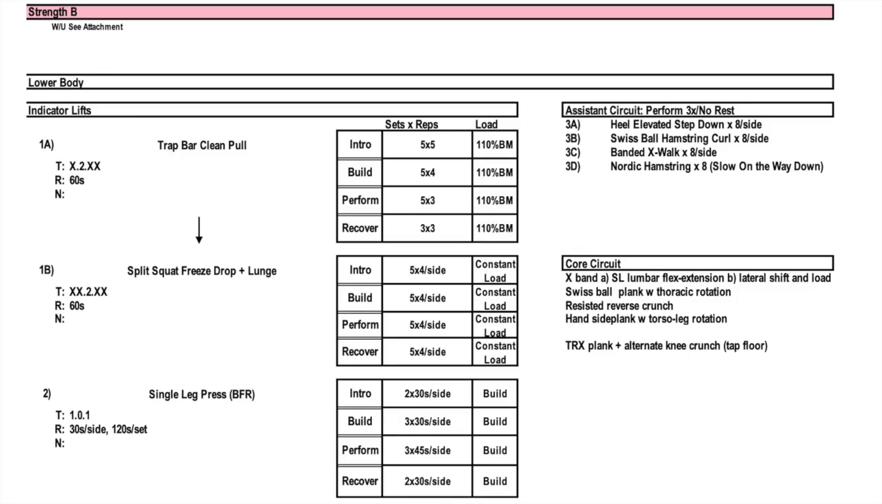Now, if we look onto a second day as an example, again, it's that pairing of concentric emphasis with eccentric deceleration emphasis. So we're using here a trap bar clean pull, and we're pairing that with those split single leg drops that you saw that I showed in a previous video, and pairing that with a lunge. So we're actually catching, maintaining positions and postures, and then powering back out of that position.